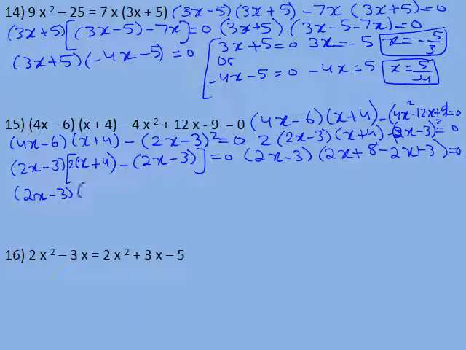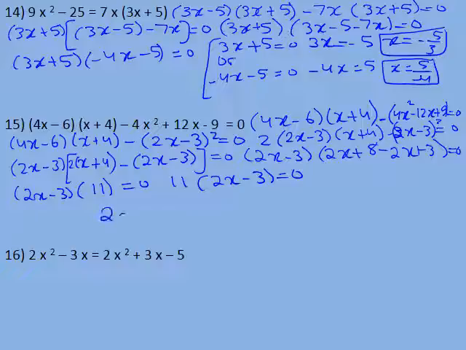Let's reduce the second one. 2x - 2x, they cancel each other. 8 + 3 is 11. How can we write it? 11(2x - 3) = 0. Do we take 11 equal to 0? No. Never, because the number we never take it equal to 0.